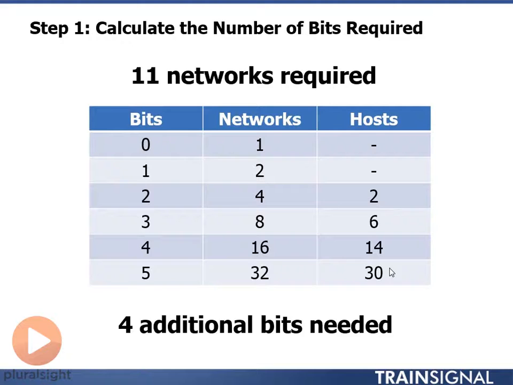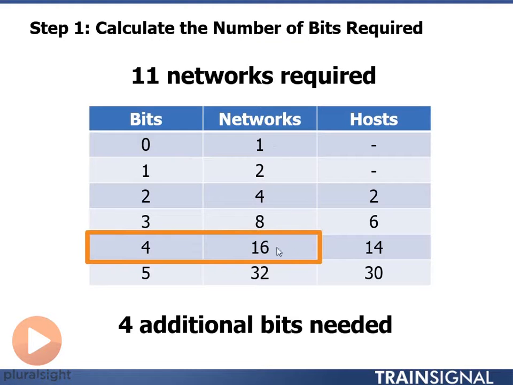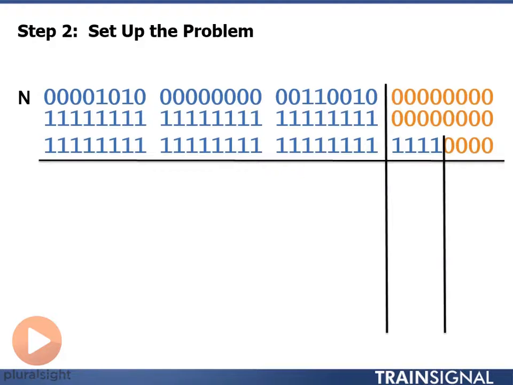So let's find out how many bits we need in order to accomplish this. If we look at our chart, our calculator, we are going to need at least 16 networks. So 8 is too few, right, because we need 11, and 8 is smaller than 11. 16 is too many, but it's our only option because we can either borrow 3 bits or 4 bits. We can't borrow 3.5 bits. So we need 4 additional bits in order to accomplish 11 networks. So we'll go set up the problem.